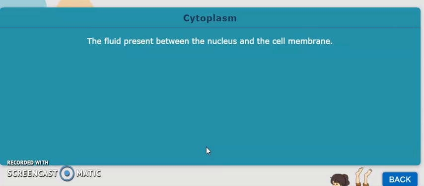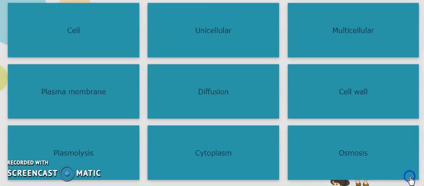All the cell organelles, all the cytoplasmic inclusions, all the substances are present inside this cytoplasm. So we can say that it is a fluid that remains in the cell where all the organelles are removed. So it is referred to as cytosol. And cytoplasm is the transparent jelly-like liquid substance that is present in between the nucleus and the cell membrane. Clear?